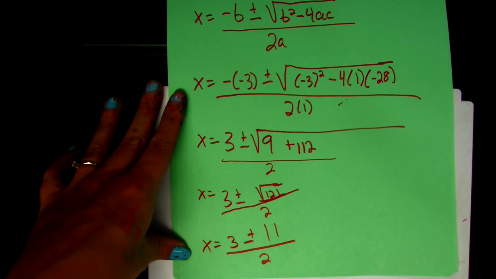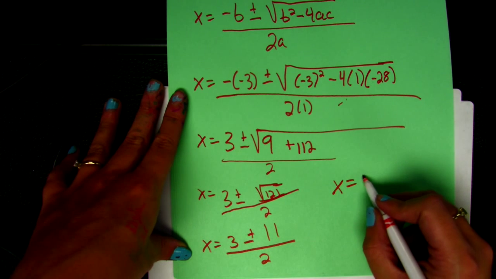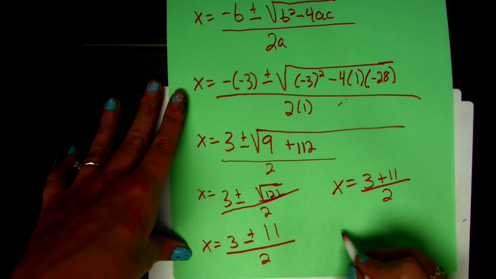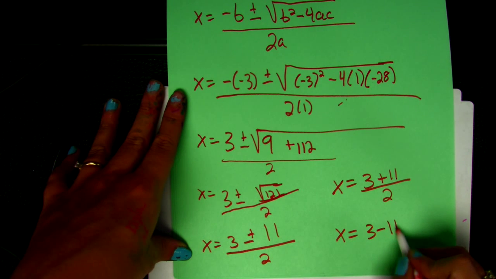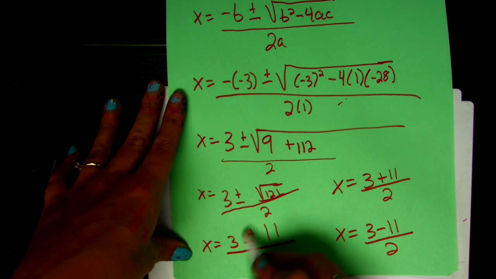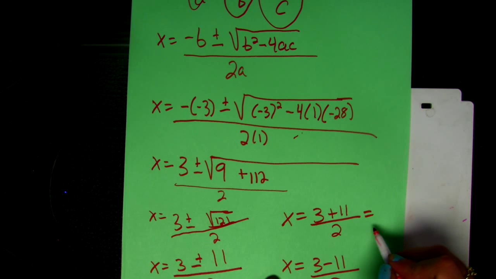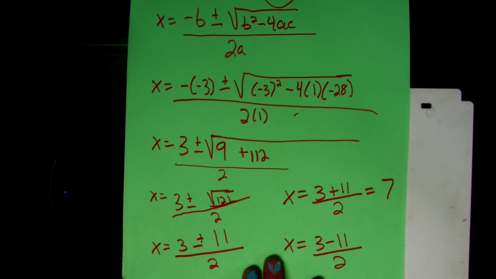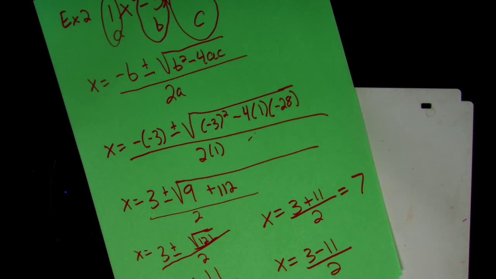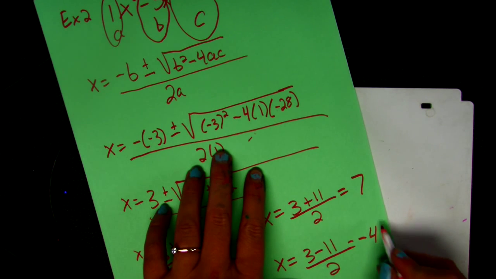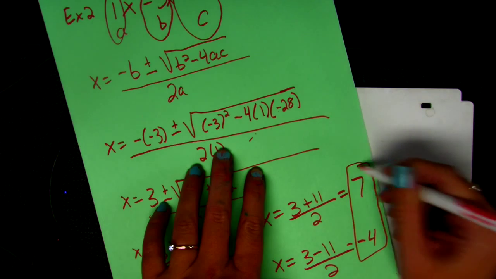So again, I get two problems. Either x is equal to 3 plus 11 over 2, or x is equal to 3 minus 11 over 2. So remember, I get two problems. So 3 plus 11 is 14, and then 14 divided by 2 is 7. So that's one solution. And then 3 minus 11 gives us -8, and then -8 divided by 2 is -4. So that becomes my other solution. So I get 7 and I get -4.